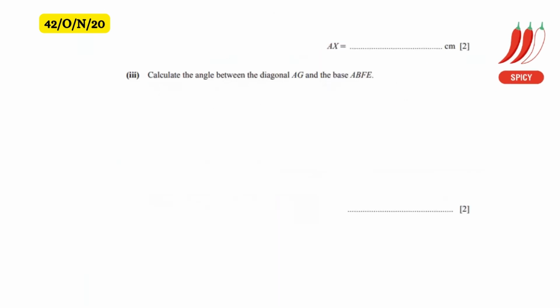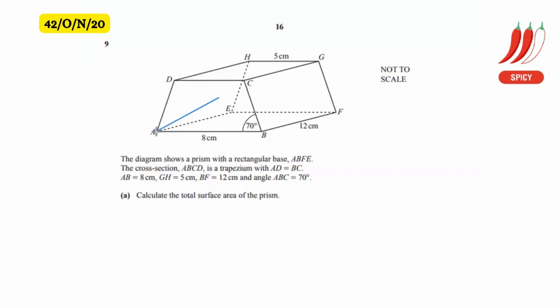Then it says calculate the angle between the diagonal AG and the base ABFE. Same place, we're going to make this triangle, which meets at X over here. And we have the right angle over here. We just found AX, which was 13.6. They want us to find this angle.